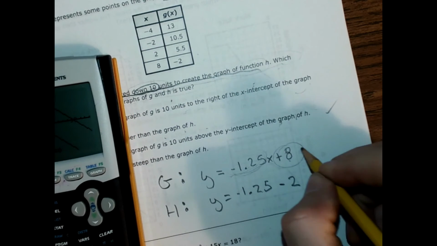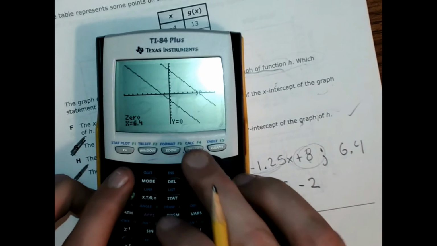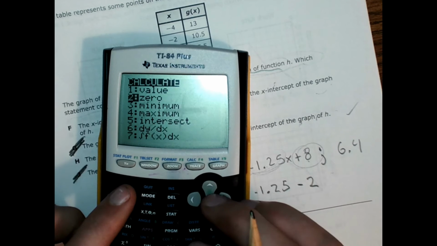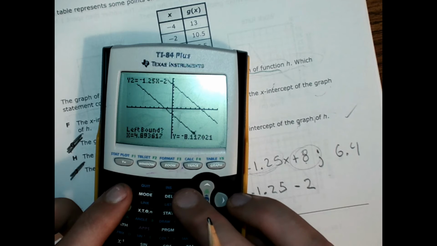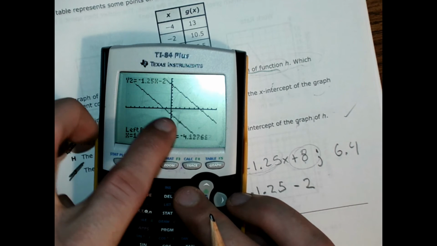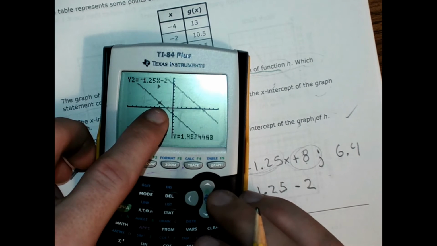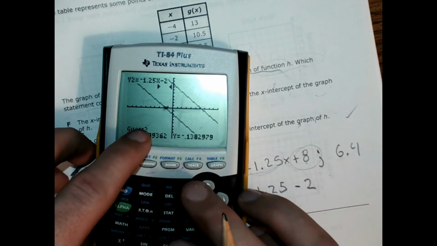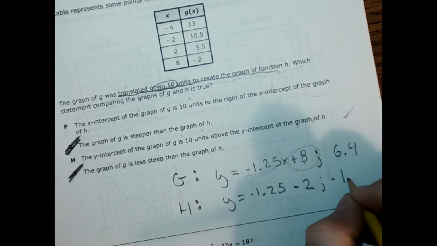So I'll make a little note over here. The 0 is 6.4. Now, same strategy. Go to the calculations menu under second trace, and then find the 0. Press up or down to jump to the different curve. And you can see the cursor is now on the bottom line. And to find the 0, I'll go to the left of the x-intercept, the right of the x-intercept, and then the guess will be right there in between. And my 0, or my x-intercept, is negative 1.6.